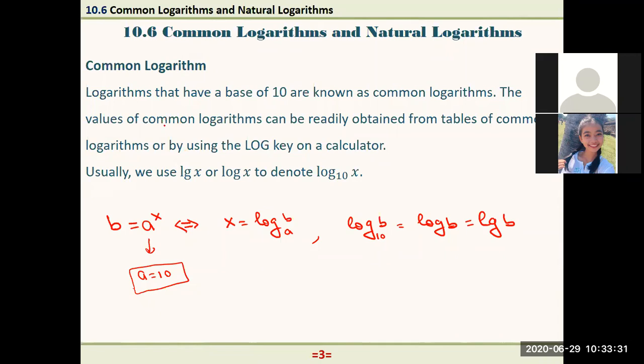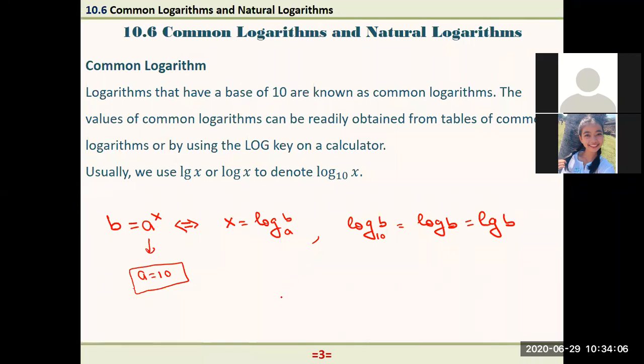So logarithms that have a base of 10 are known as common logarithms. The values of common logarithms can be readily obtained from tables of common logarithms or by using the log key on a calculator. Usually we use lg x or log x to denote the logarithm of x to the base 10. Also, in public schools and maybe Khmer books, usually at the back of the math book in grade 9 or grade 10, there is a table of common logarithms.